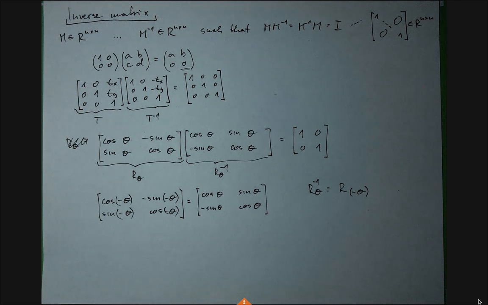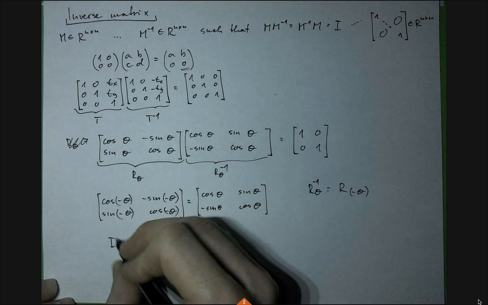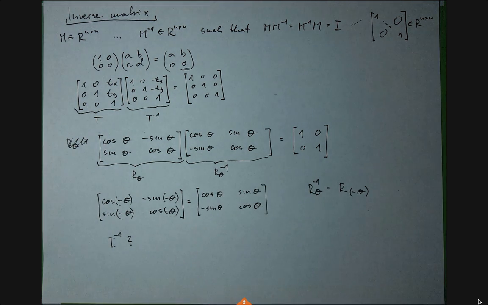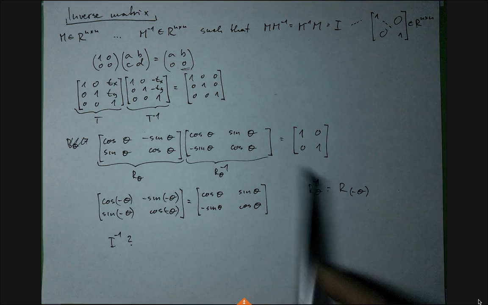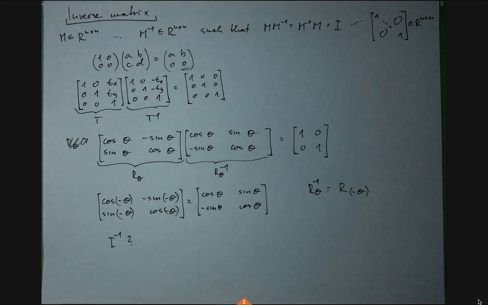Okay. And the last somewhat trivial example, what is the inverse of identity? That's easy. The identity, right? Because identity times identity is identity. It's good to see again that the matrix multiplication actually works.